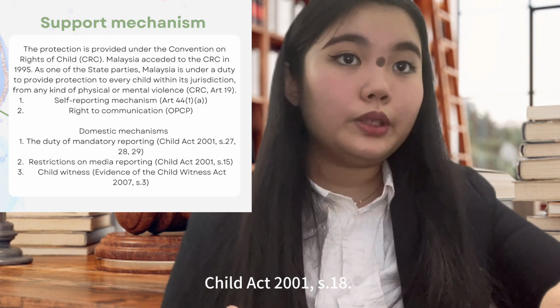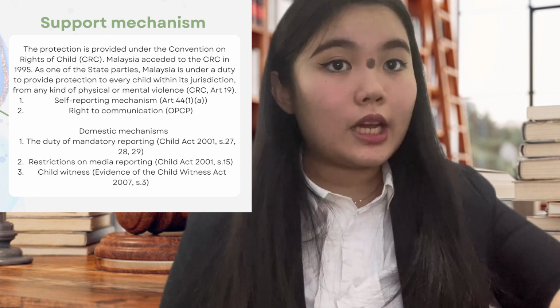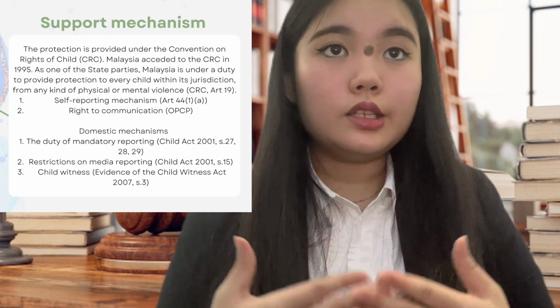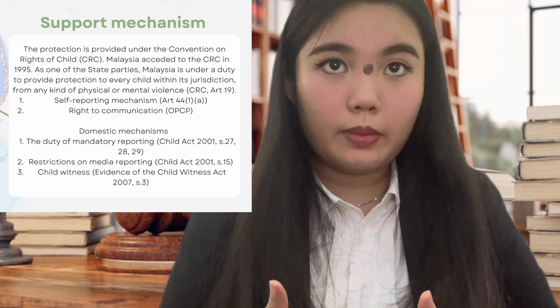The child will then be taken into temporary custody if the protector or any police officer is satisfied on reasonable grounds that the child is in need of care and protection under Section 18, unless such action is contrary to the best interest of the child. The issue concerned is whether the reporting system is overall effective as a supporting mechanism.